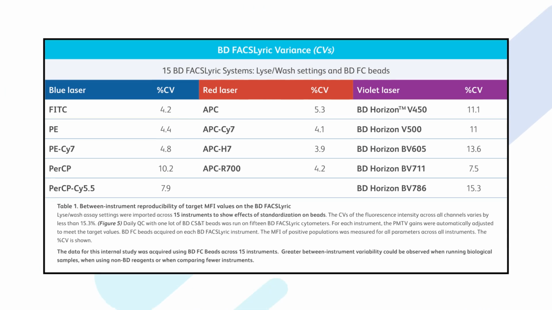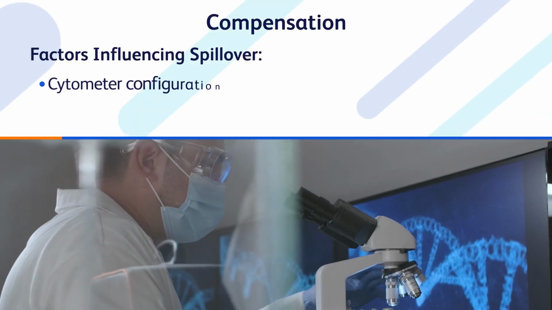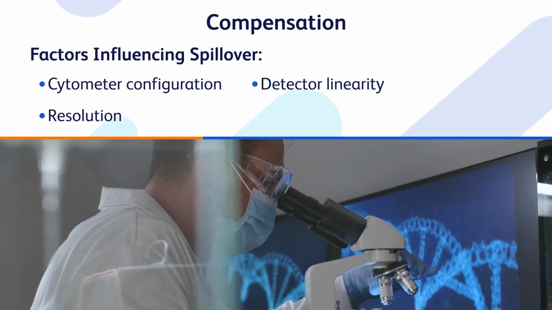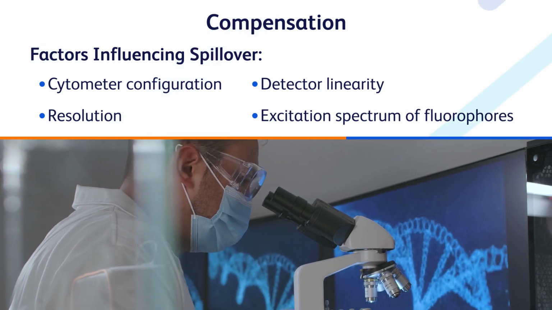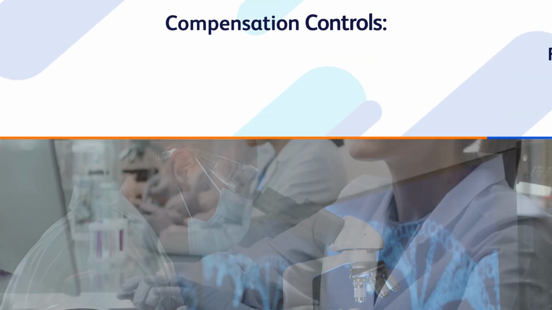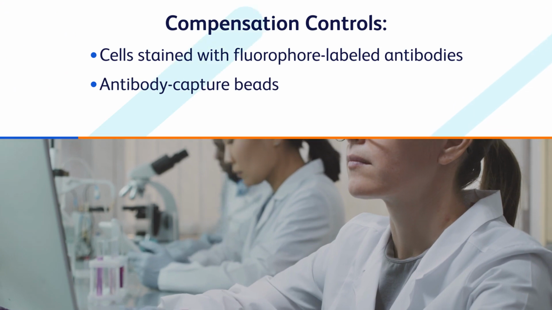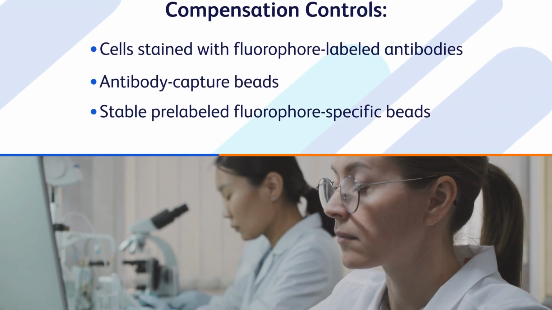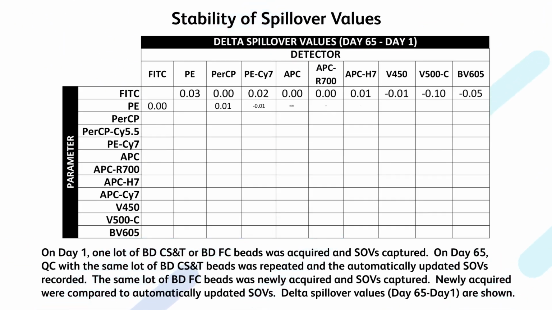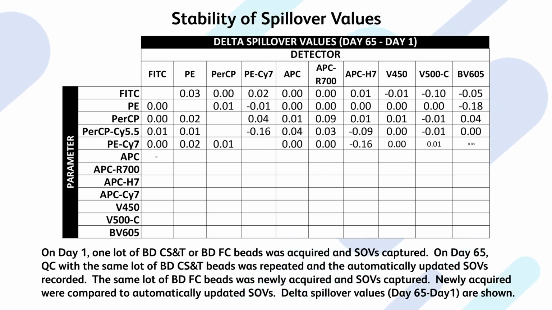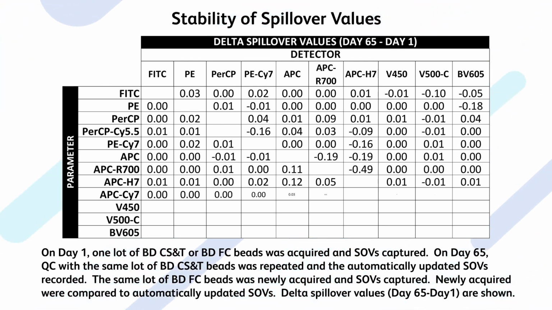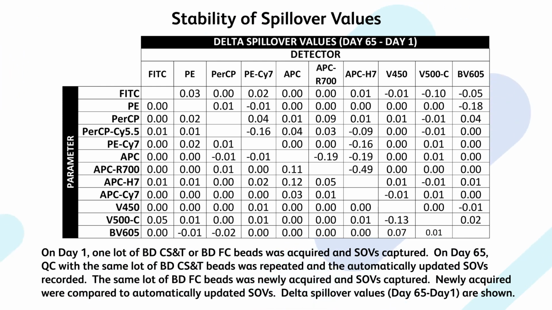Compensation in flow cytometry mathematically eliminates fluorescence spillover of one fluorophore into secondary detectors. Several types of compensation controls are available, each with pros and cons. BD FC beads are used to set up compensation on BD FACSLyric. Spillover values are automatically updated as part of daily QC without rerunning single color compensation controls.